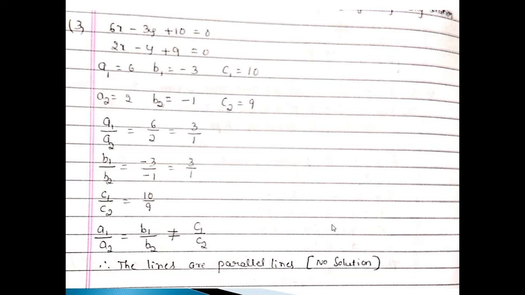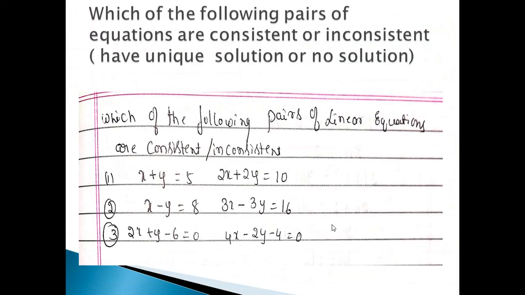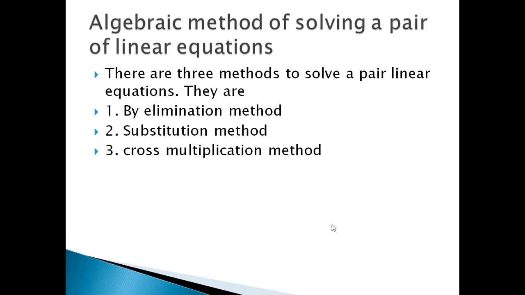Okay. So I hope you are understanding how we can decide without solving or without plotting on the graph whether the lines are intersecting, parallel or coincident lines. Okay. Let us try some more problems here. You can solve these problems. Next, we shall pass on to the algebraic method of solving a pair of linear equations.